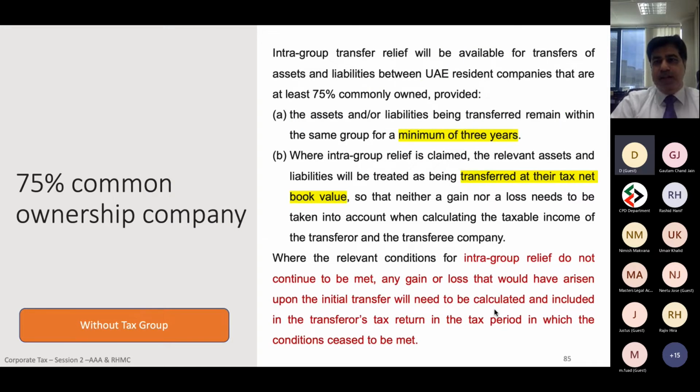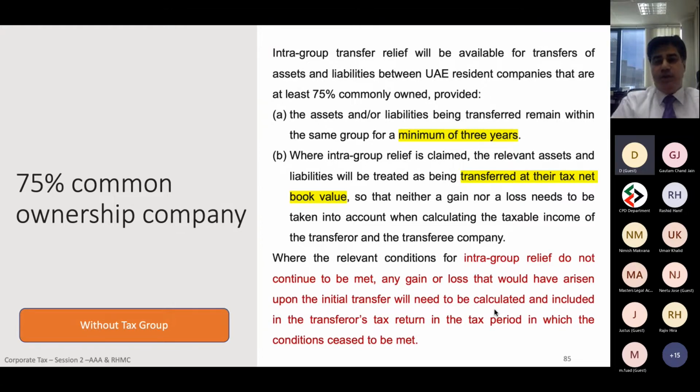Now there are conditions which play. So we have done a loss adjustment, fine, but this should not be only for a one-time or a planning perspective. So again, KYC becomes important. Intra-group transfer relief will be available for transfer of assets and liabilities between UAE resident companies that have at least 75% common owner. So remember, we talked about, can I transfer the assets and liabilities to another company? The answer is yes. Without a tax group also, yes.